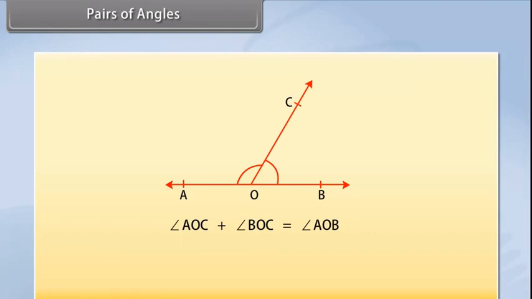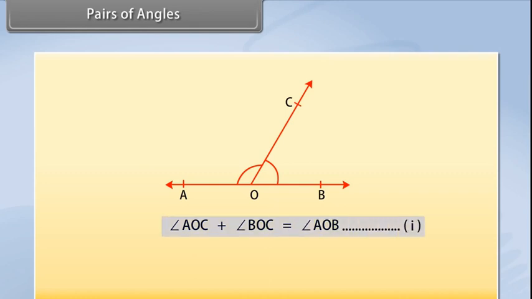Yes, because angle AOC and angle BOC are adjacent and angle AOB is the angle formed by the two non-common arms. And we have studied when two angles are adjacent, then their sum is always equal to the angle formed by the two non-common arms.